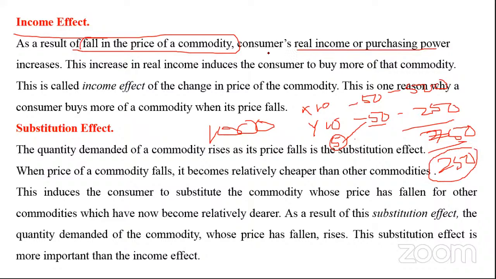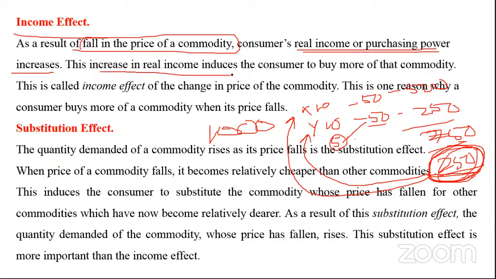So real income or purchasing power increases, and he has the capability of purchasing further. Why? Because his savings are 250 rupees, so he has the ability to purchase some amount of the X good as well as some amount of the Y good, because his real income has increased. The 250 rupees of savings remain with him. So the real income or purchasing power increases. This increase in real income induces the consumer to buy more of that commodity, meaning the Y good. Why? Because the price is less, so he is capable of purchasing up to 100 units.